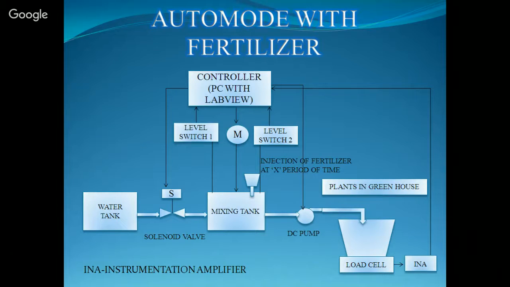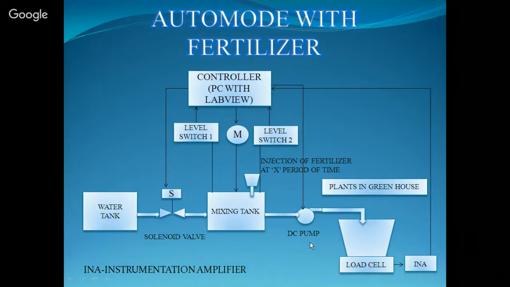So the difference between their weights is calculated and the percentage of moisture content is determined. When the percentage of moisture content is less than 30%, the irrigation process starts automatically and it is performed till the moisture content of the soil becomes 90%.